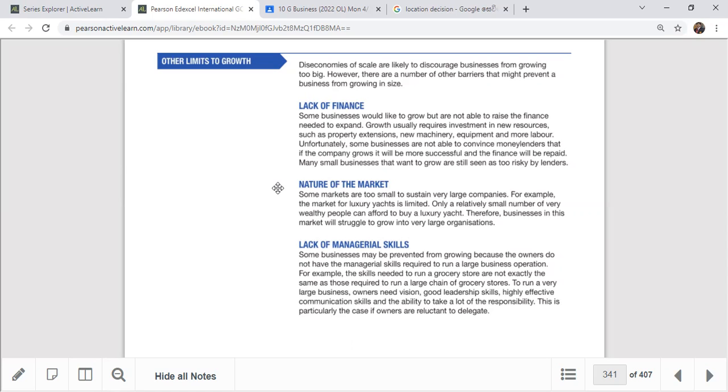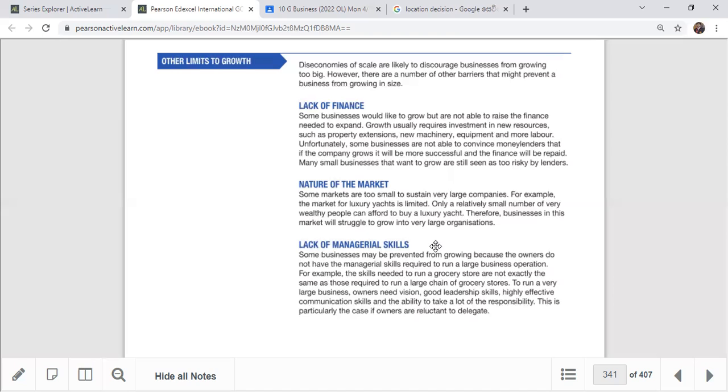So these companies can't exploit economies of scale because the nature of the market is very small, very premium. So therefore, you cannot produce large quantities like Toyota, Nissan or Honda. If Nissan and Toyota produce 1 million vehicles, Ferrari only produces 200 vehicles per year. That's the difference. Those brands are always limited. That's why small volume, but high price. Therefore, business in this market will always struggle to grow into very large organizations.